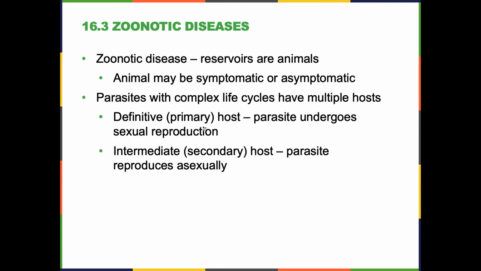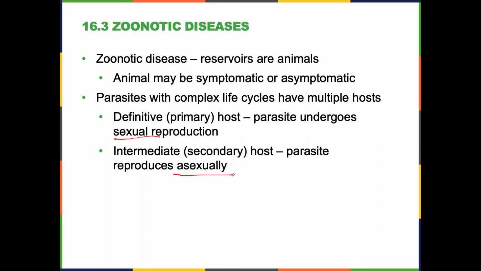So you can get rabies, for example, from a dog. Rabid dogs are symptomatic, and then when they bite you, you're going to get rabies. And then parasites that have complex life cycles, that have multiple hosts, will often use each host differently. The definitive, sometimes primary host, is where the parasite undergoes sexual reproduction. In the intermediate or secondary host, the parasite reproduces asexually. So these are two very different uses for the host. Very complex life cycles, as it has that interplay. And again, parasites that have multiple hosts have to go from host to host.